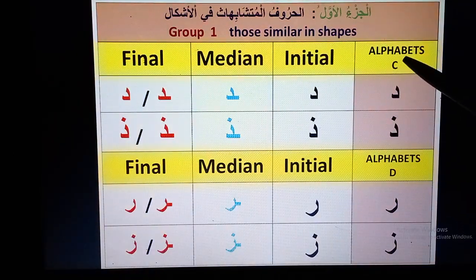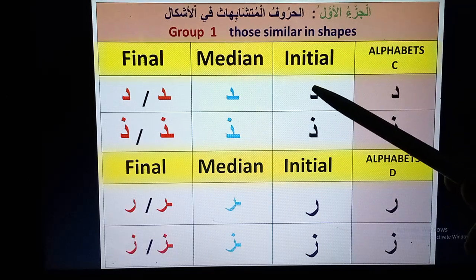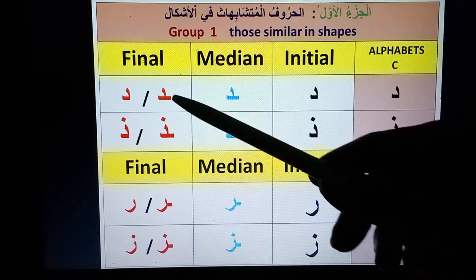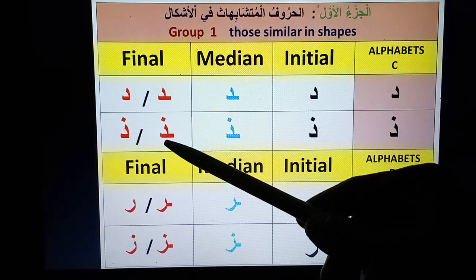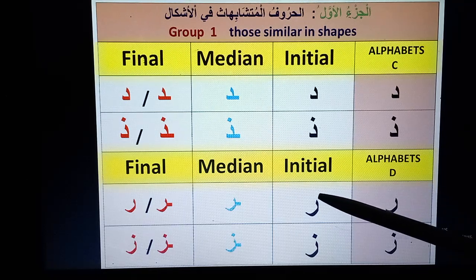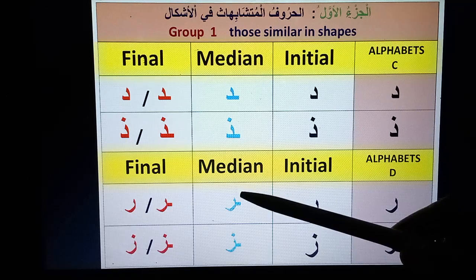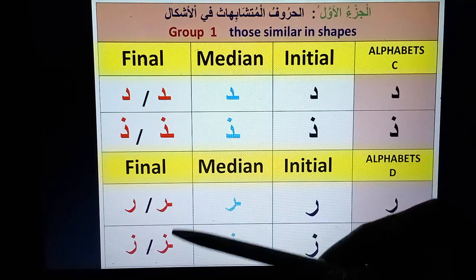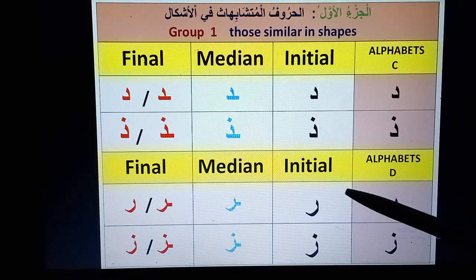Now we are at alphabet C: Dal and Dhal. When they are at the beginning of a word, this is the shape. When they are in the middle of the word, this is the shape. When they are at the end of the word, this is the shape. We come to alphabet D: Ra and Zain. We see them at the beginning of a word, at the middle of a word, and at the end of a word. So now let us go to other alphabets.